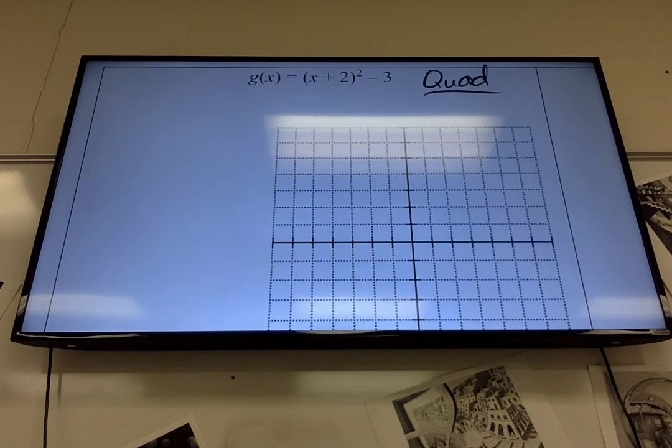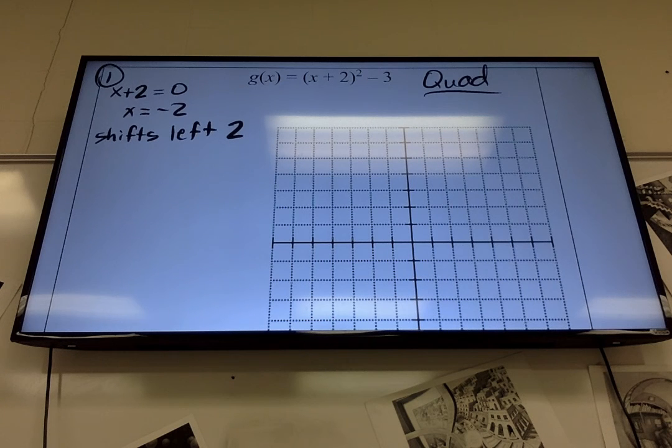Then, what's inside? Before we square it, that's what we set equal to 0, and that tells us what? That it shifts how? Left. Shifts left 2.